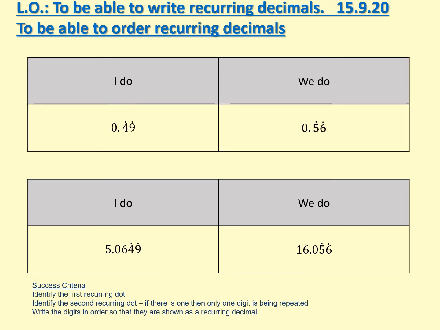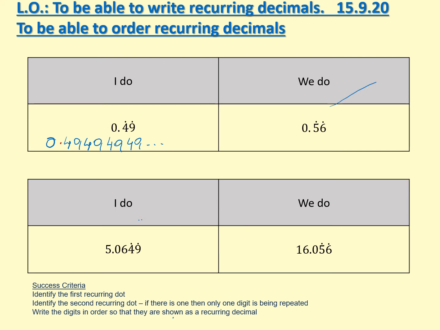Let's do some more examples. So in here, we can see that the first dot and the second are at the digits next to each other. So that means that only those two numbers recur. So to write this recurring decimal, we write 49 and again 49, 49, 49, and so on and so forth. So now in your books, please do the next question. Pause the video for a minute and do it.